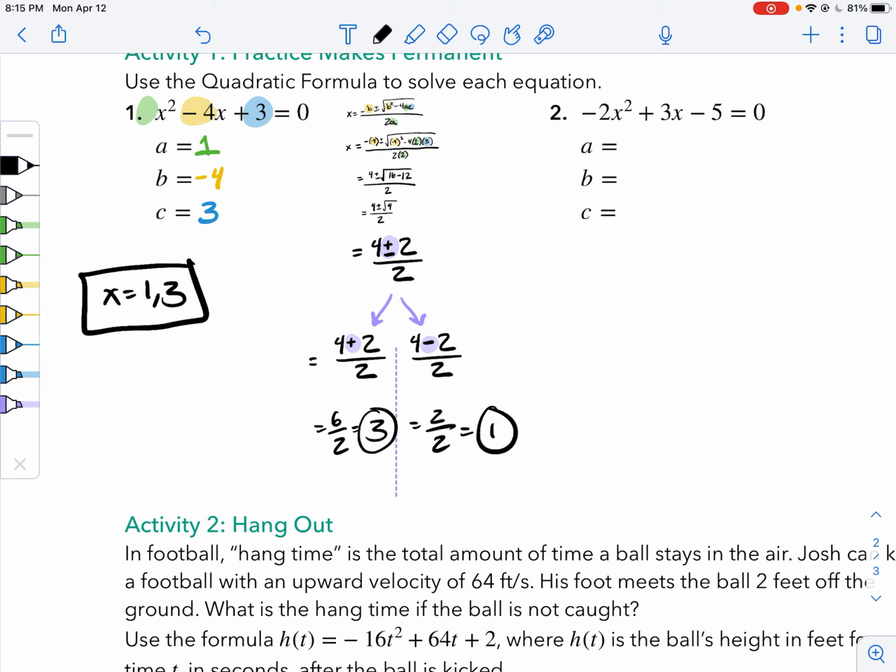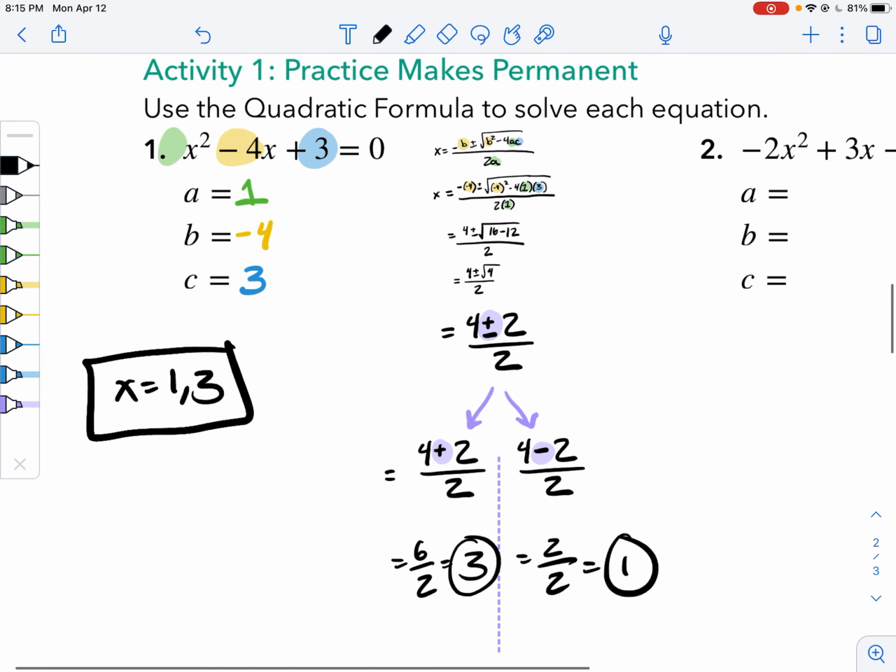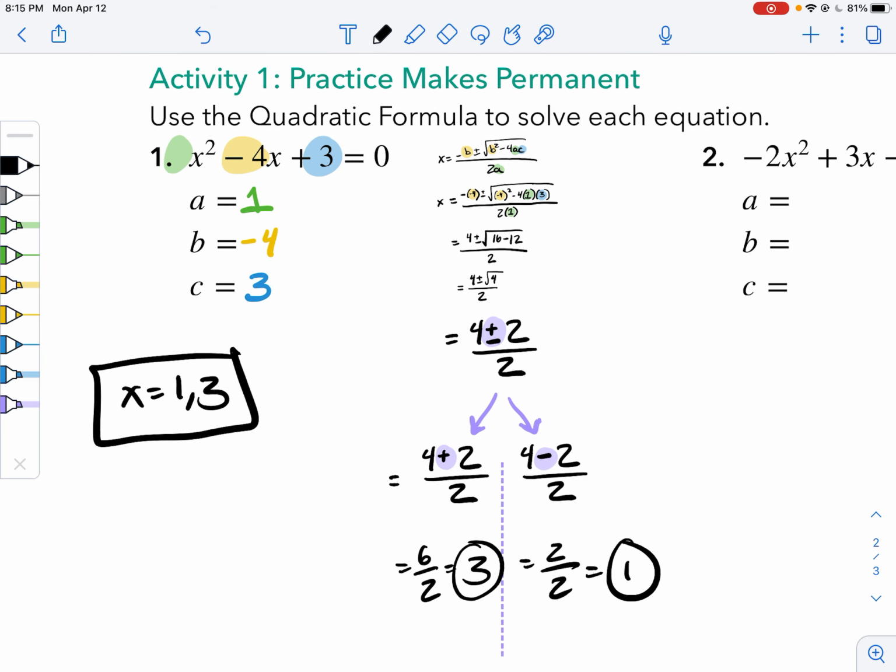That's it. Now, guys, the quadratic formula is great because it always works. But it's unfortunate because it takes a lot of time. Look at all these steps. That took 1, 2, 3, 4, 5, 6, 7, 8 steps to do. That's a lot of work.